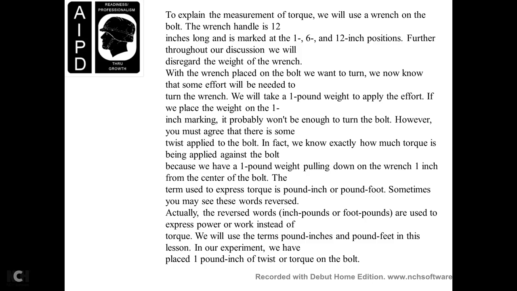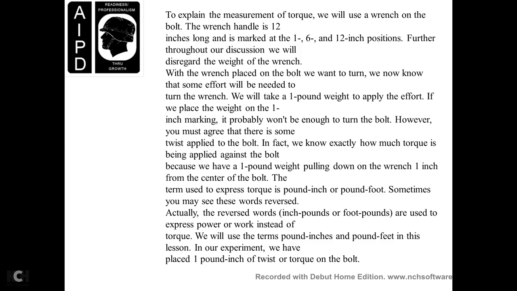Further, we will disregard the weight of the wrench. With the wrench placed on the bolt, we will find out how much effort we need to turn it. We'll take a 1 pound weight and apply it at the 1 inch marking. It probably won't be enough to turn the bolt. However, we must agree that some twist is applied to the bolt. In fact, we know exactly how much torque is being applied to the bolt, because we have a 1 pound weight pulling down on the wrench 1 inch from the center of the bolt.